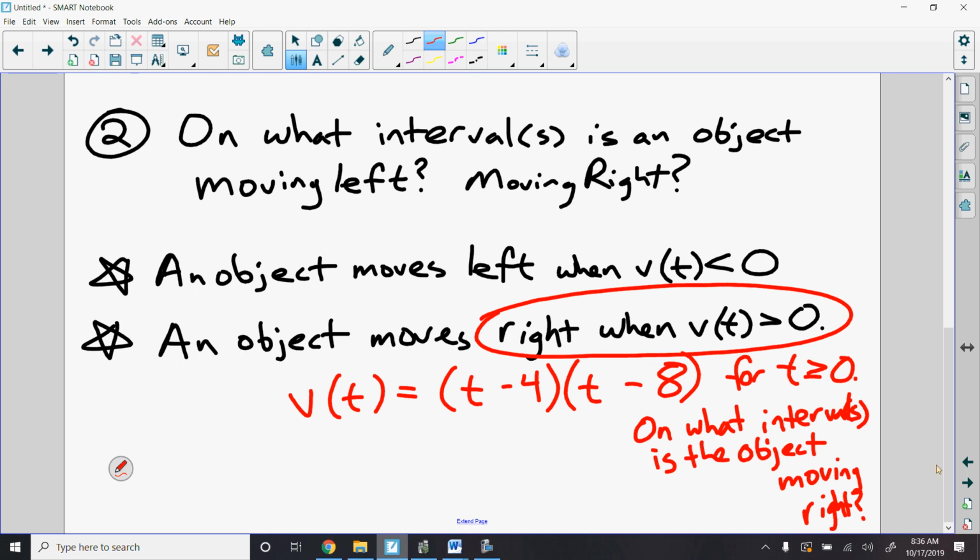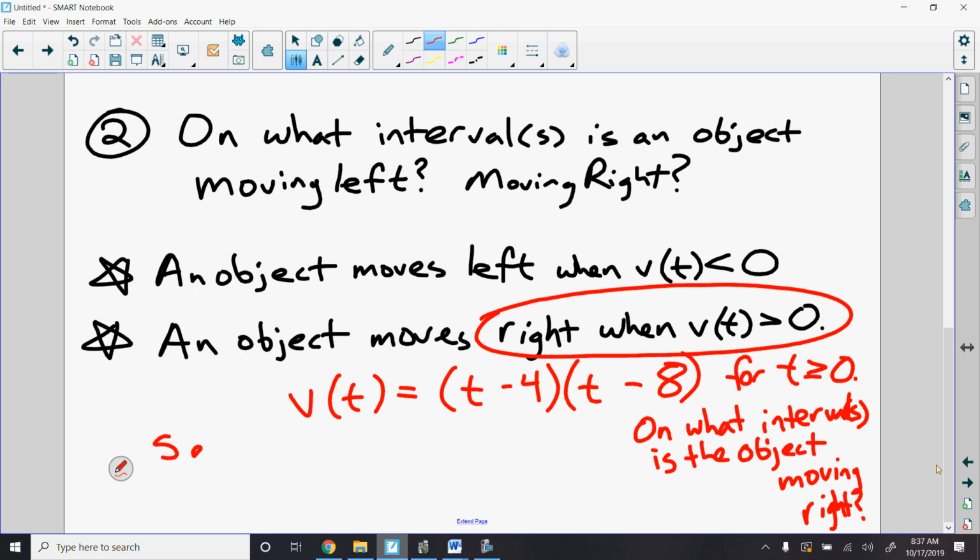Now we need to figure out how to determine, without a graphing calculator, where this function v of t is positive. Or if the question was about moving left, how can I determine where this function is negative? Well, to figure out where an equation is positive or negative, we first need to figure out where that equation is equal to 0. So my first concept here is to find when v of t equals 0. We need to know where v of t is equal to 0 so we can tell where it's going to be positive or negative.